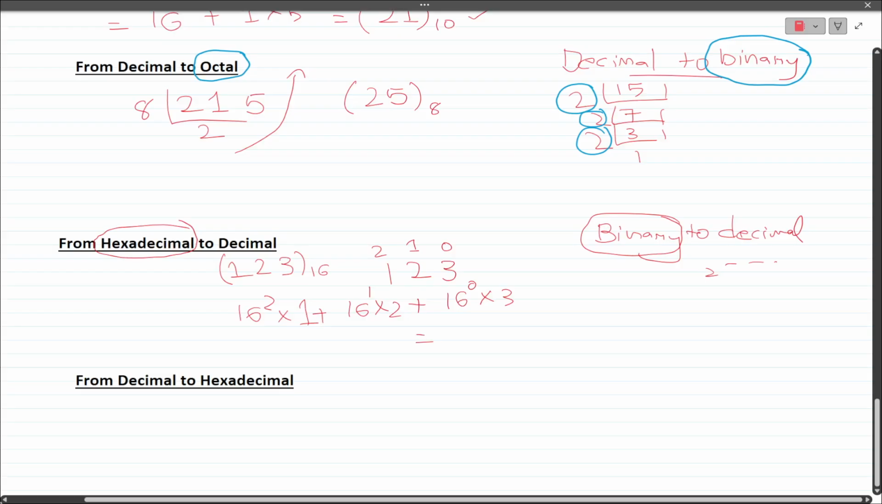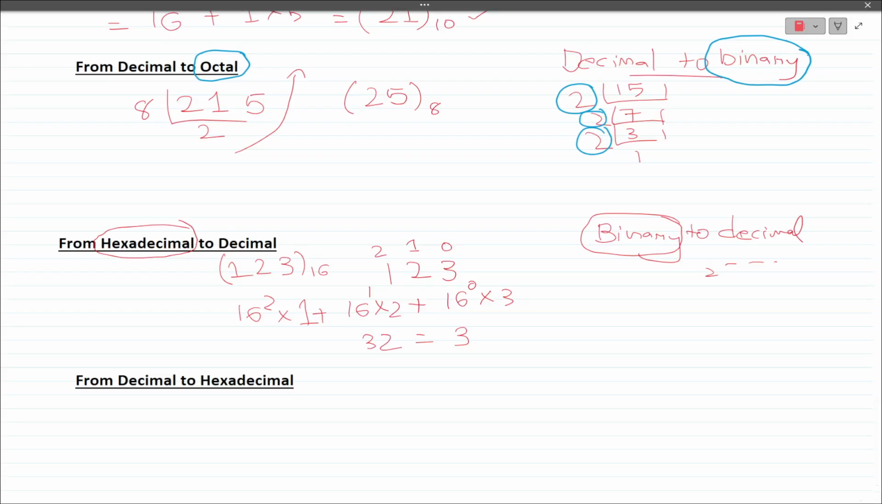Anything to the power 0 is 1, 16 to the power 1 is 16, and 16 into 16 I need to calculate. 16 into 16 is 256, 256 into 1 is 256. I just need to add them up and my work is done. So adding up, I will be getting 291. Now I have successfully converted to my decimal number.